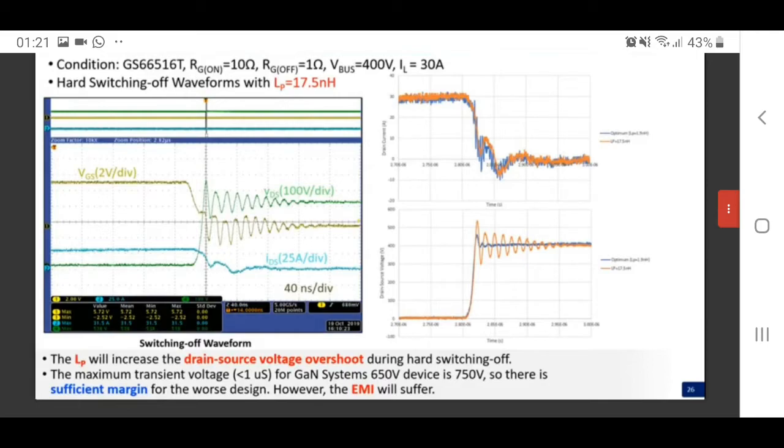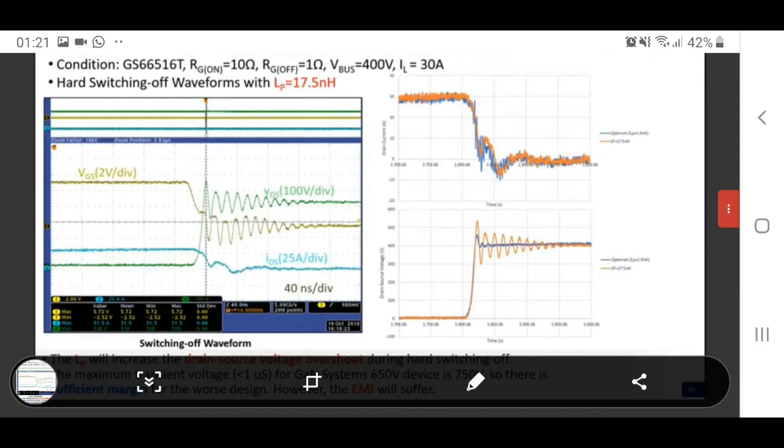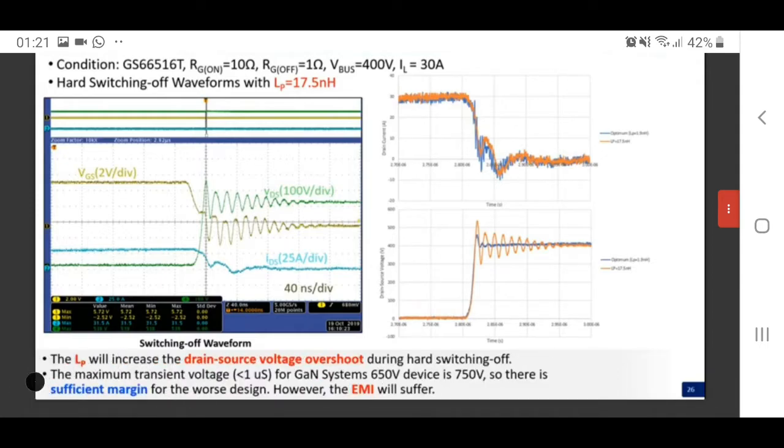So here are the test results on the 30 amps. 30 amps is a very typical number for this device running continuously in the system. And as you can see in the picture, the VDS overshoot during switching off has been increased to 550 volts. Please note that for a 650 volts GaN Systems device, the maximum transient voltage is 750 volts. So there's still sufficient margin for a worse design.